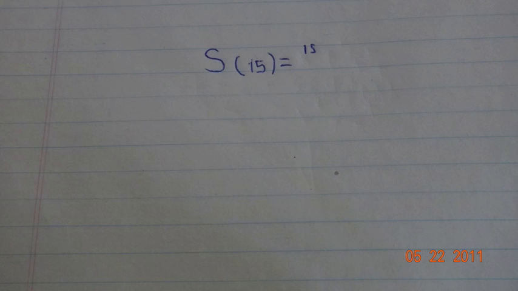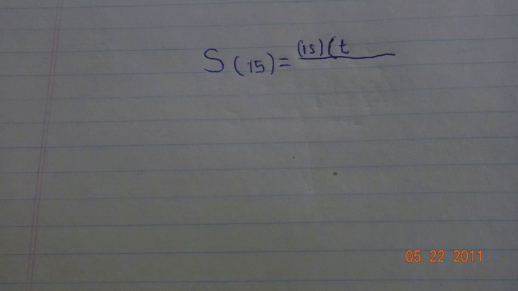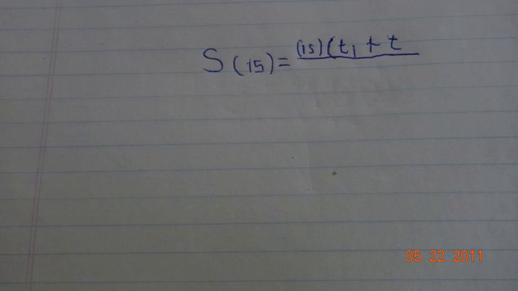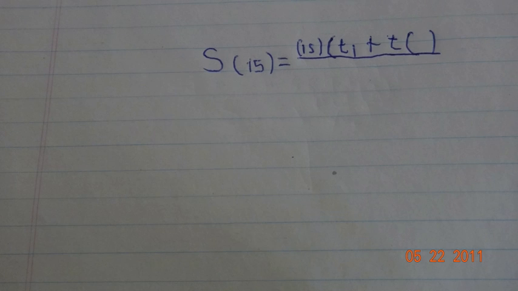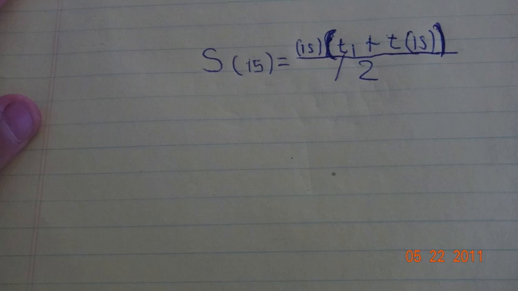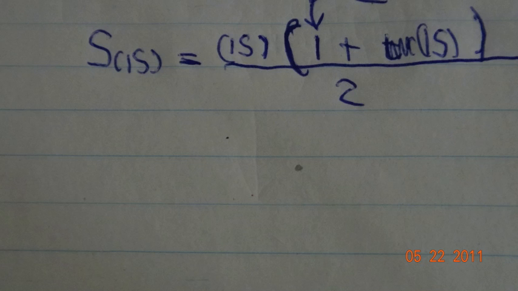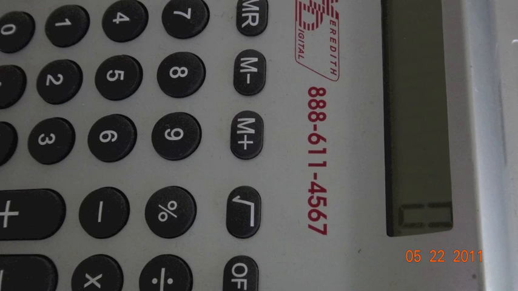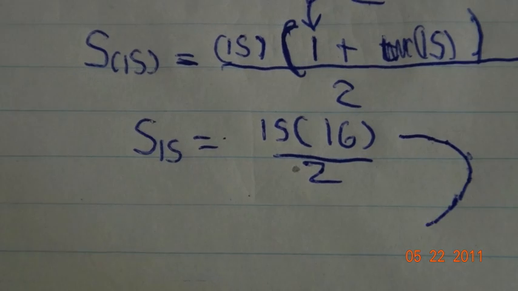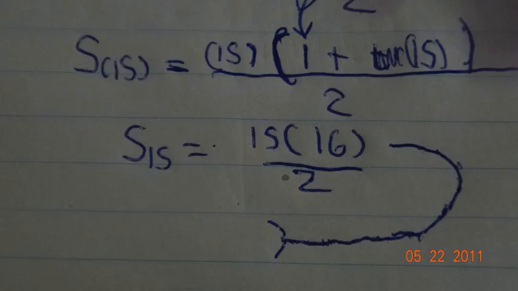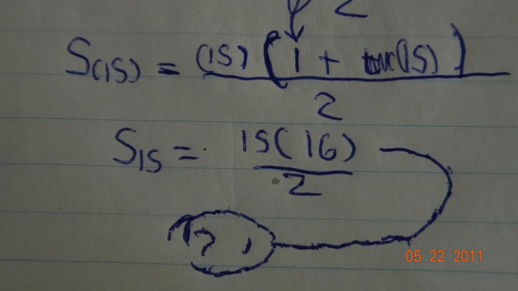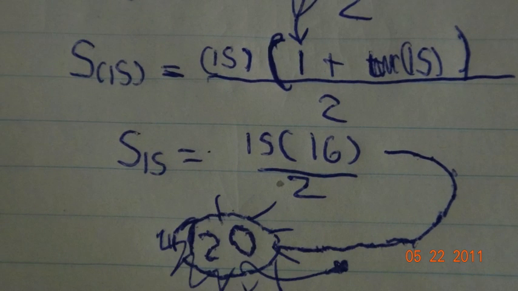Instead, we can now choose up to which term we would like to add. Let's just say 15. Using substitution, we insert 15 times the quantity t1 plus t15, over 2. Now we go down. More substitution. Now we begin to solve it out. A quick calculation. So in this series, terms 1 to 15 add up to 120.